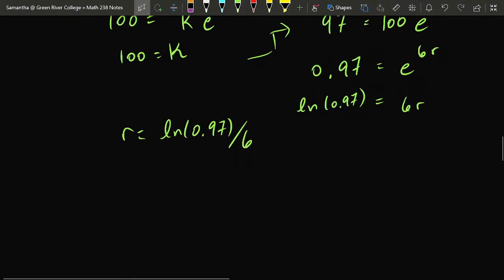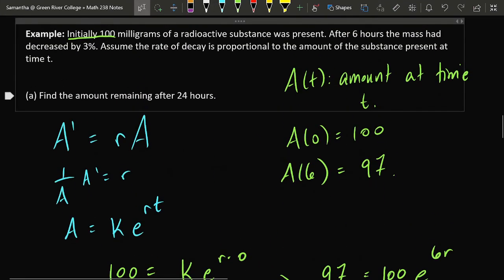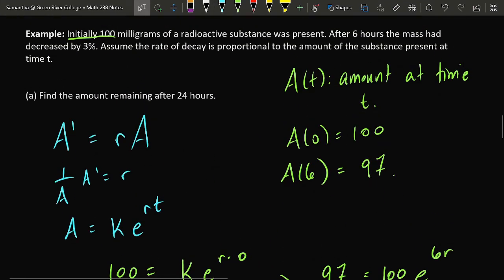So now we have finished filling in the blanks of our equation. The amount of the substance left after t hours is given by the initial amount, 100, times e to the natural log of 0.97 divided by 6, that's our r value, and r was multiplied by t in the exponent. Now this is a good time to remind ourselves what the question was actually asking for, and it says find the amount remaining after 24 hours. So in other words, find the amount when t is equal to 24.